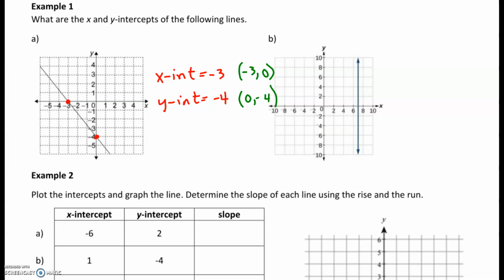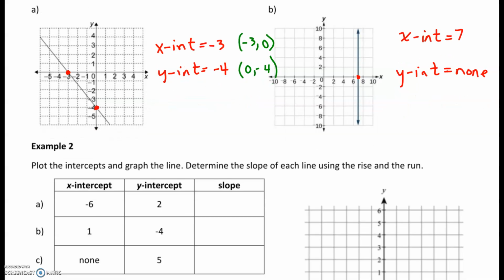Okay, let's look at B. For B, I have an x-intercept between 6 and 8, so I know that would be 7. And my y-intercept, since I have a vertical line, we know that that line will never go through the y-axis, so we write none. There is no y-intercept.